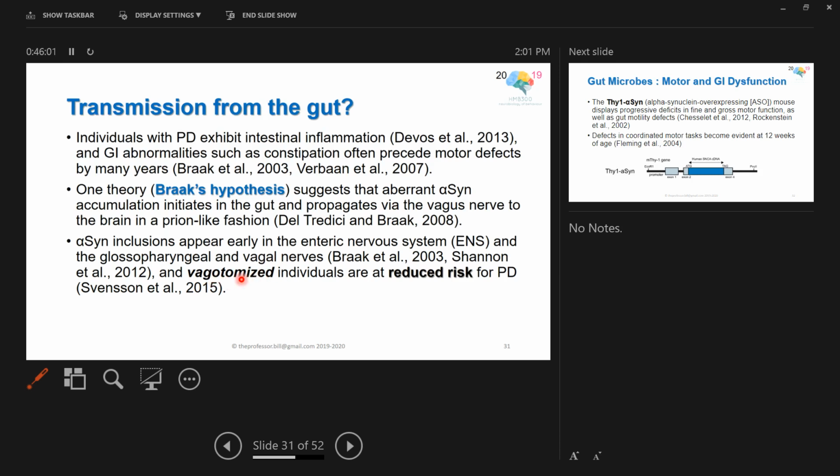Another test that we could do is that if we cut the vagus nerve, so we cut this transmission line, these vagotomized individuals have been shown, not just by Svensson, but by many other papers, to have a reduction in the risk of developing PD compared to the general population. We don't know what causes PD, but fewer of these individuals will develop Parkinson's.